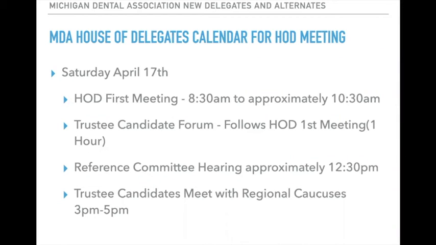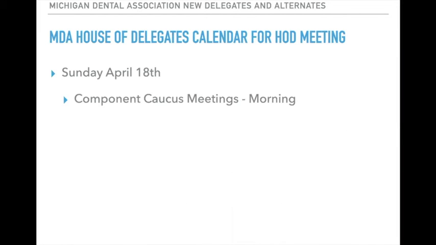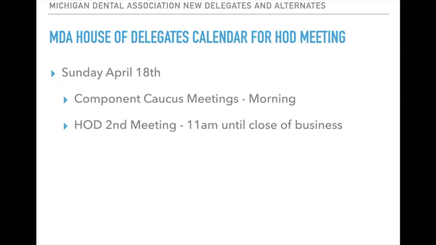And then probably following that as well, I'll do as I did last year. I didn't put it on this slide, but meet with a regional caucus representative and answer any questions and give them a heads up of any changes going into the next day's meeting. Then we get to the next day. On Sunday in the morning, the component caucus meetings will meet. Last year, some started at 8:30. They wanted to figure out how much time they were going to need. Then our House of Delegates second meeting, I believe, will begin at 11 o'clock until close of business.